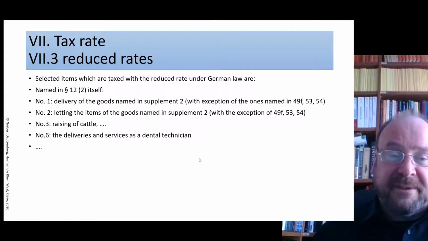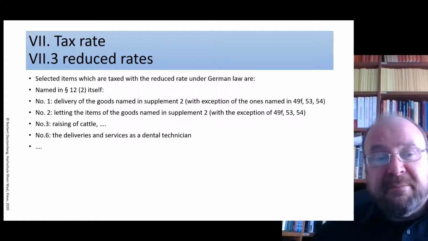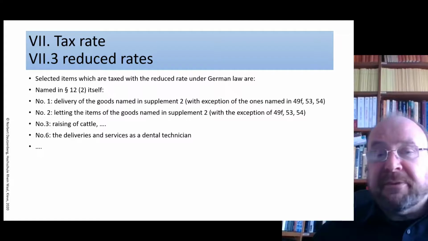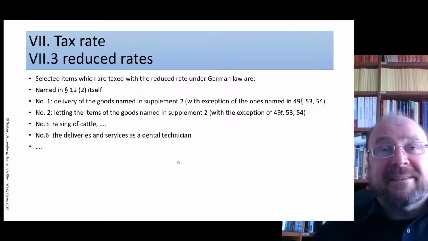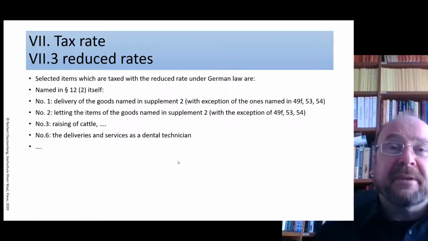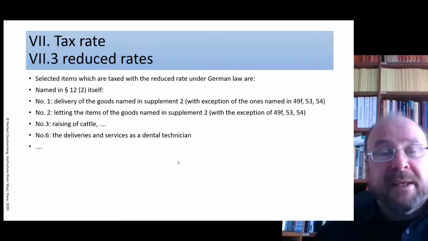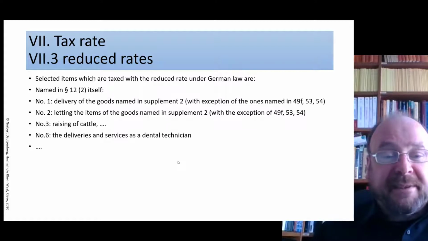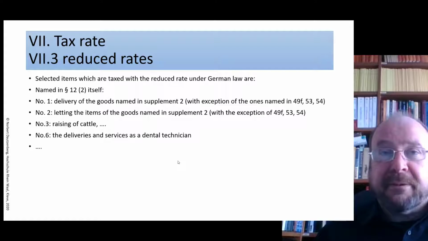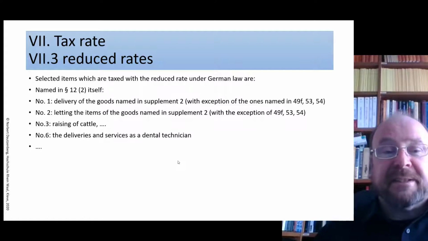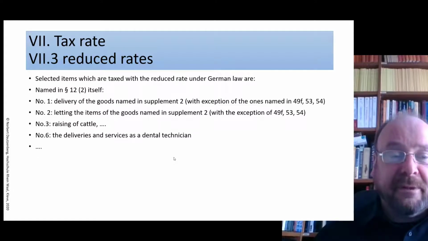First, the delivery of goods which are named in a long supplement or annex to the USTG. Number 2, letting the same items for rent. Number 3, such strange things as raising of cattle. Deliveries of services as a dental technician. If you go to the dentist, it will be tax-free because that's human health treatment. But the dental technician who prepares your new teeth, that's not health treatment directly, so that's taxable. Not human health treatment by a doctor, but somebody who does preparatory work for the doctor, and so that's taxable, but taxed at a reduced rate.